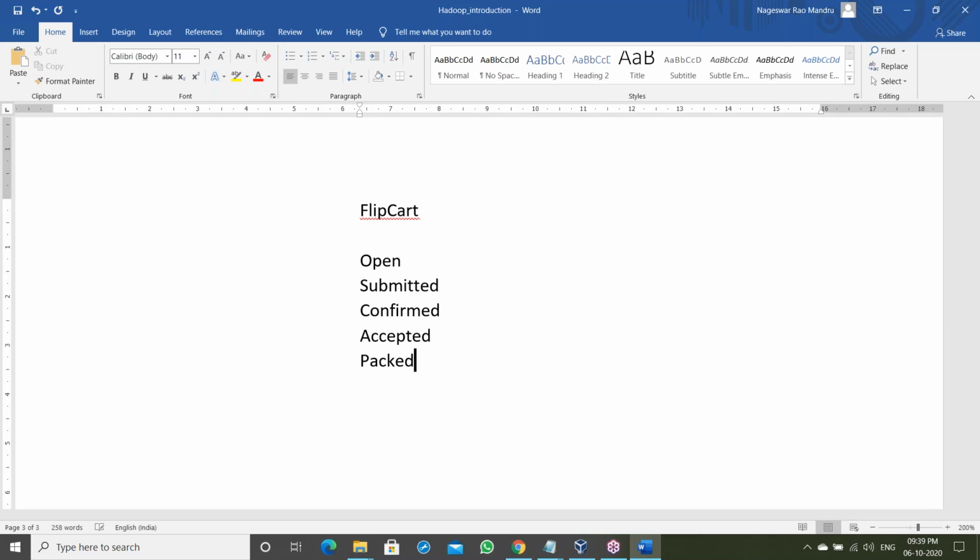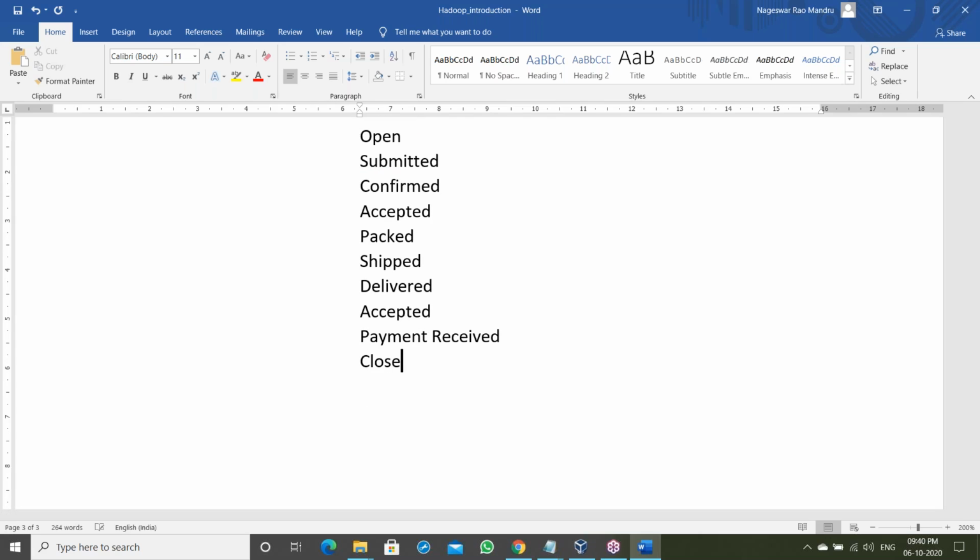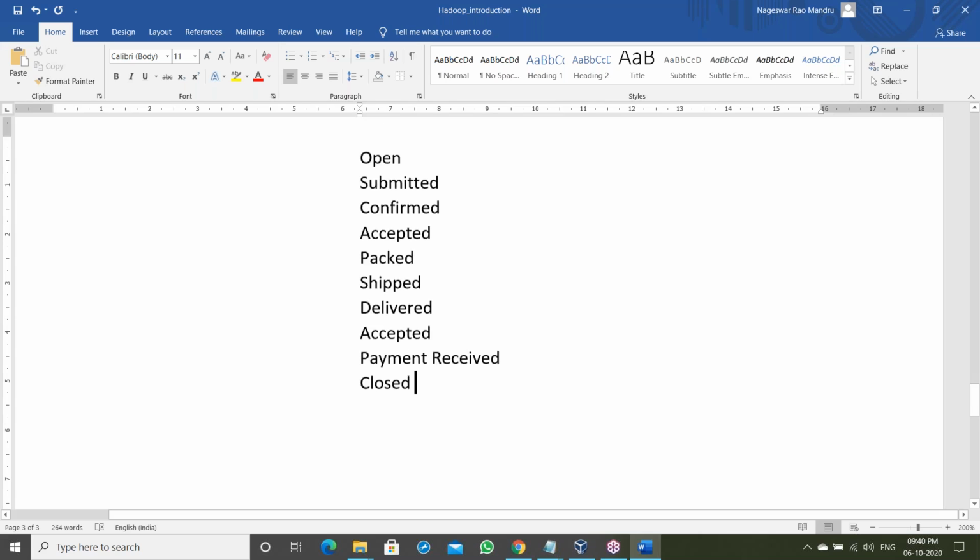After accepting, the next status is packed. After packed, next is shipped. After shipping, the next status is delivered. Delivered to the client's location. After delivery, the client will inspect the item. After inspecting, the order is accepted, or rejected. Once accepted, the payment is received. Once payment is received, next the order is closed. So these are the statuses.